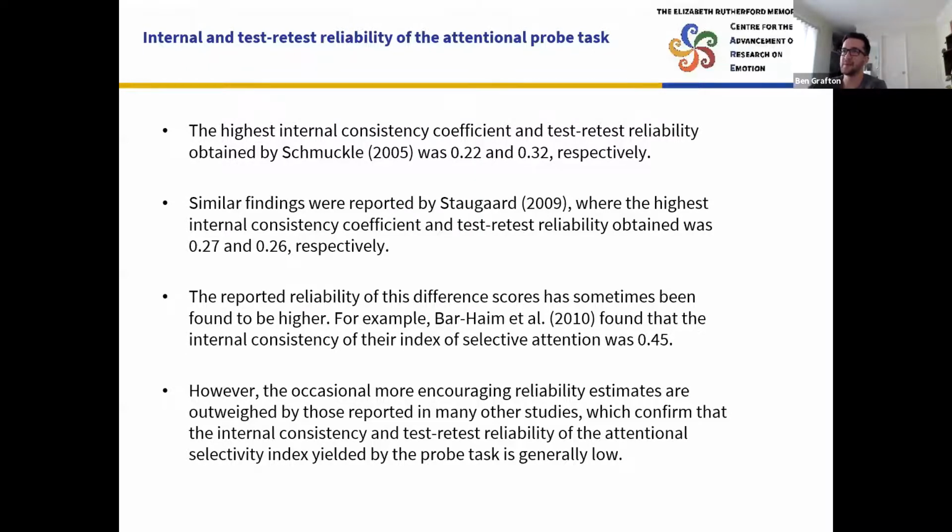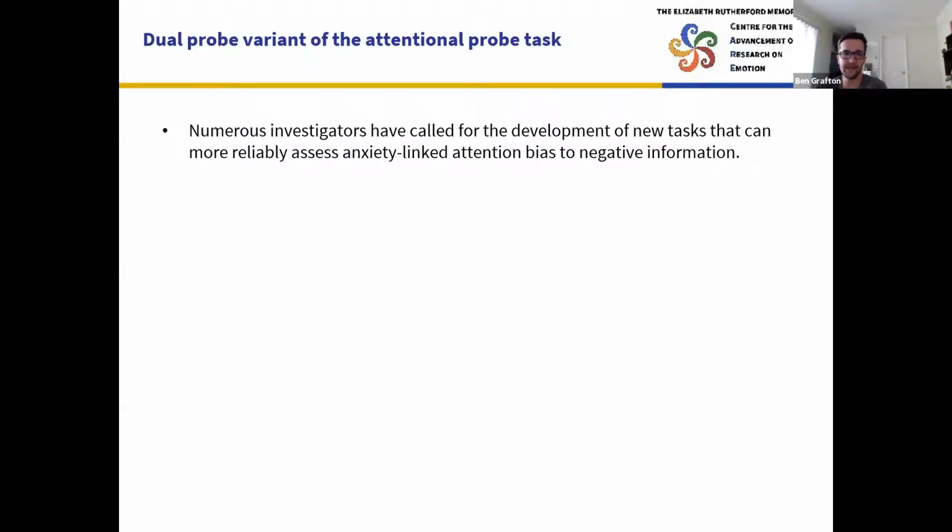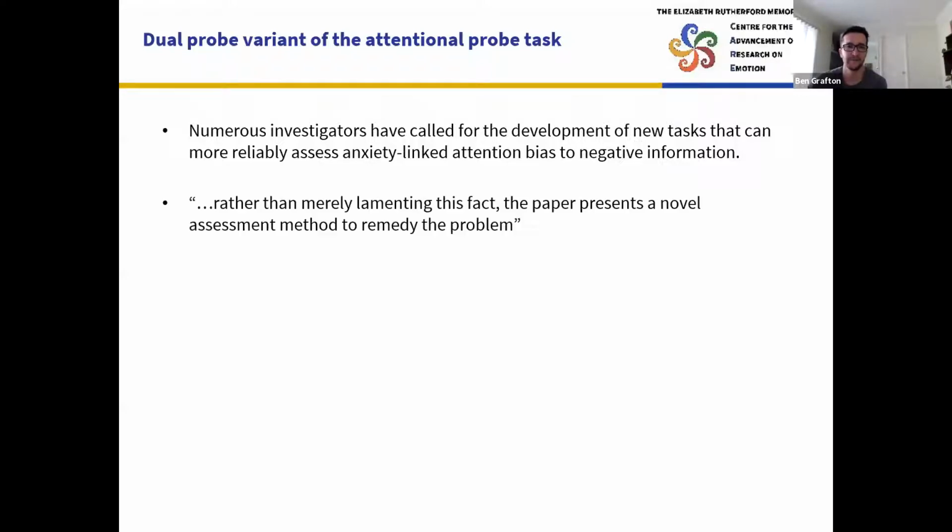So plenty of people have suggested that we need to try to develop new tasks that can more reliably assess attentional bias to negative information. Now, this next quote is not me. This was a quote from one of our reviewers who looked at the paper that I'm presenting on today. They said, rather than lamenting this fact, i.e. that it's got poor reliability, this paper presents a novel assessment method to remedy the problem.